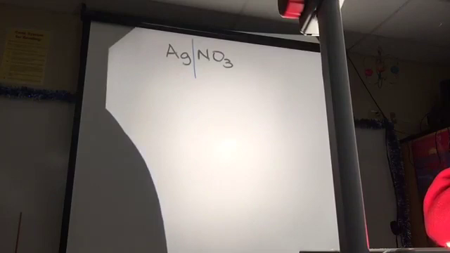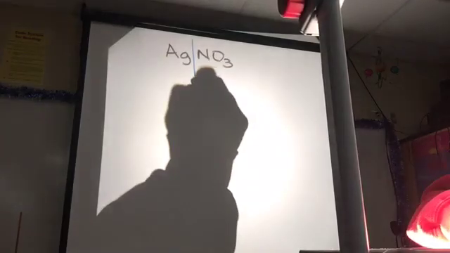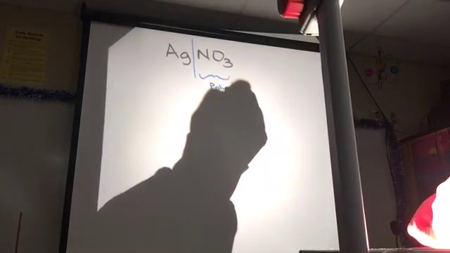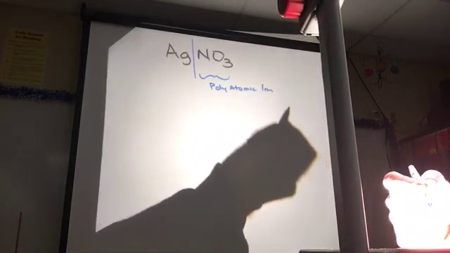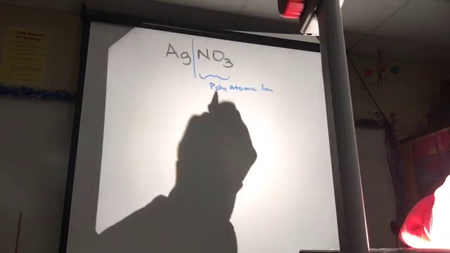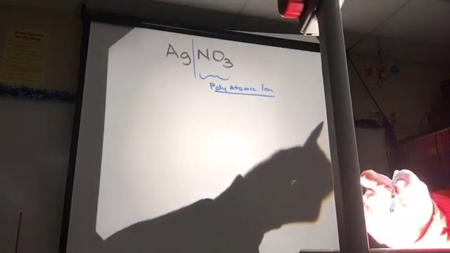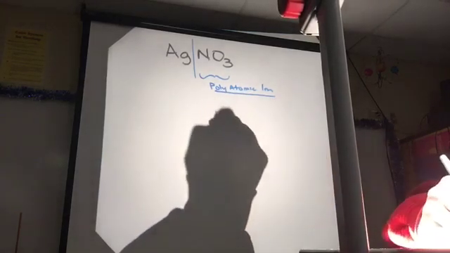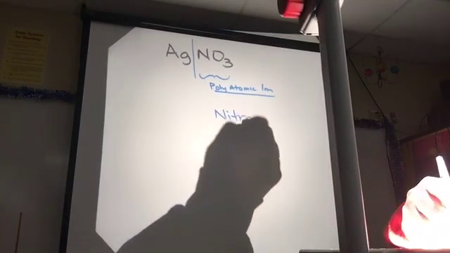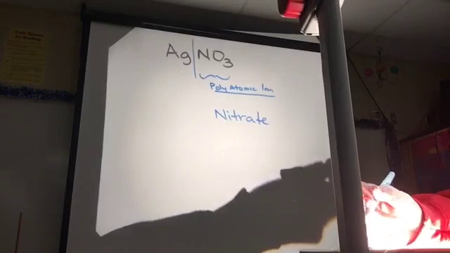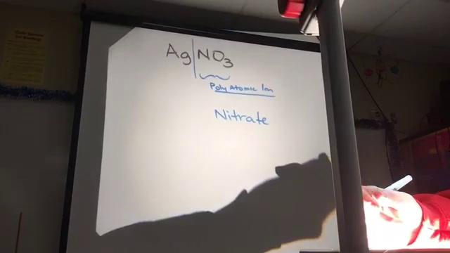If it's not binary, cut off that first element. Everything after that line, everything after the first element, will be your polyatomic ion. This is your polyatomic ion. What is NO3? It's a polyatomic ion. So you have to look up the name on the back. Nitrate. NO3 is nitrate. Does that make sense?